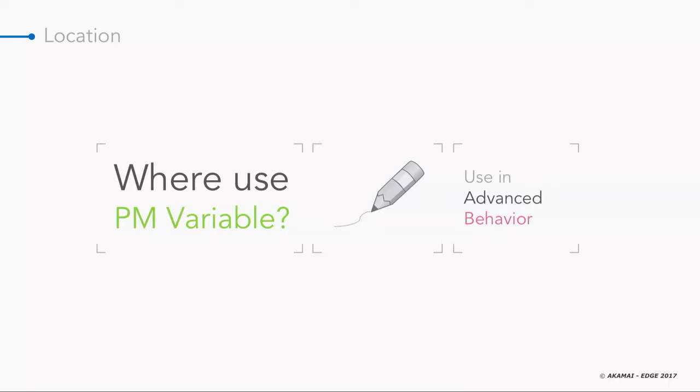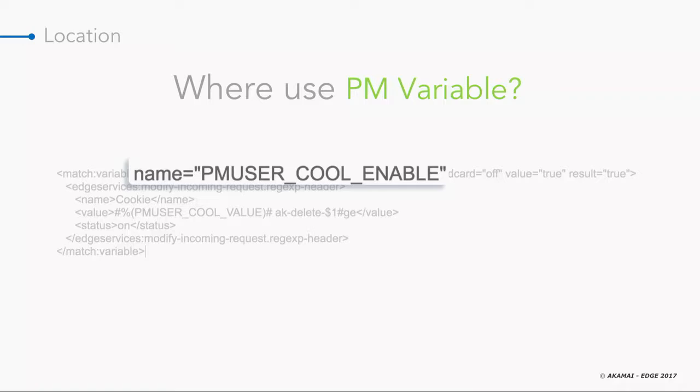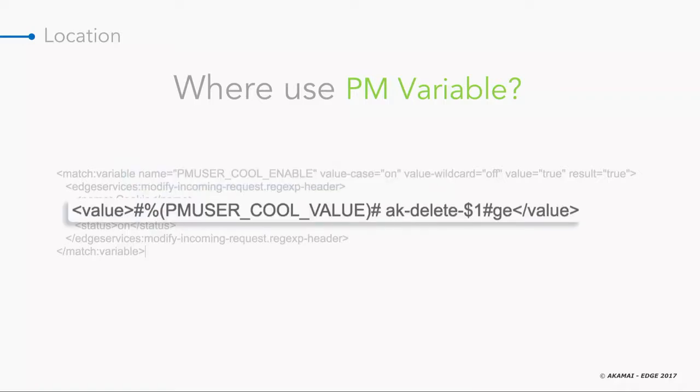Have you ever tried to modify an advanced behavior, or if you need an advanced behavior? Advanced behaviors need the help of professional services to be modified, but you can ask professional services to include PM variables in the behaviors. So if you need to modify the behavior in a simple way, in this example, we are going to enable the behavior with a PM variable, and this is a modify incoming request, so we're modifying the value of the header.